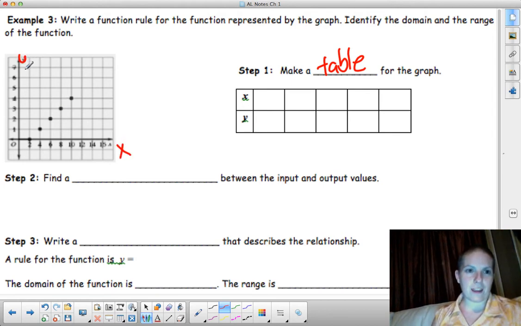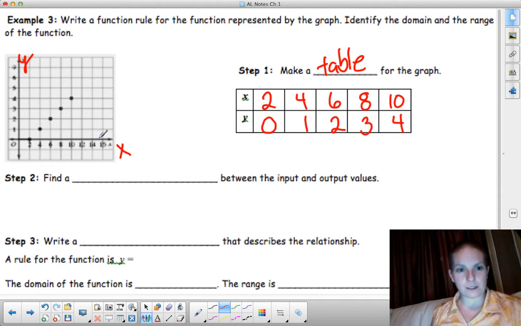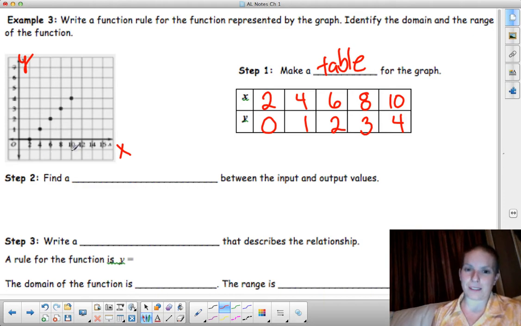first, then output values. The first input is 2, and its output, or its height, is 0. The next input is 4. It has an output of 1. The next input is 6, and its output is 2. We go to 8. It has an output of 3. We go to 10, and it has an output of 4. Be really cautious when you're reading these charts that you make sure you read their scales. If it's not labeled, it counts by ones. If it is labeled, then obviously it may count by something different.